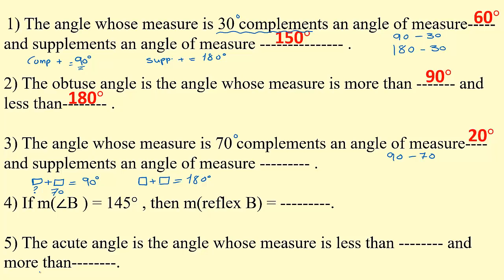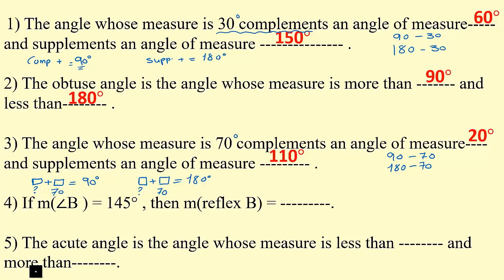And if I know in the supplementary angle that one of them is 70 degrees, then what is the other? I'm going to make 180 degrees minus this 70 degrees. So my answer is 110 degrees. 110 degrees supplements the angle of 70 degrees.